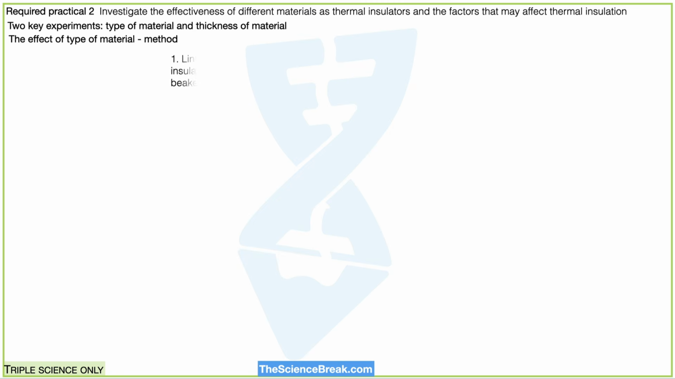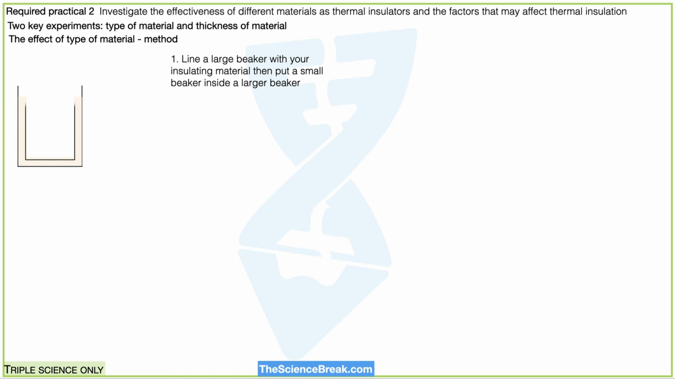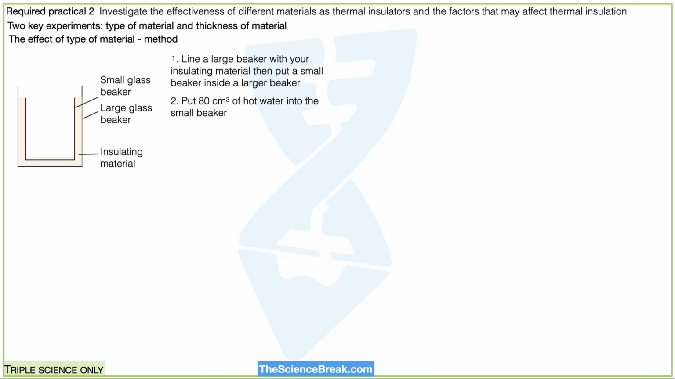This is the method. We would line a large beaker with your insulating material and then put a small beaker inside the larger beaker. So here's a larger beaker. We've lined it with our insulating material and the smaller beaker goes inside. Large beaker there, insulating material and the smaller beaker. We would put 80 centimeters cubed of hot water into the small beaker. We would make the water hot using a kettle.